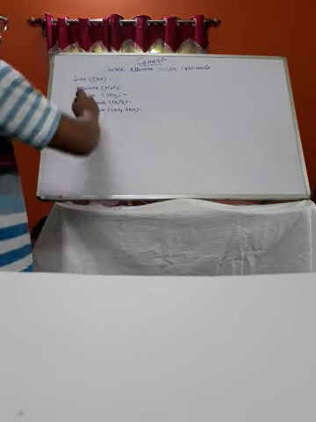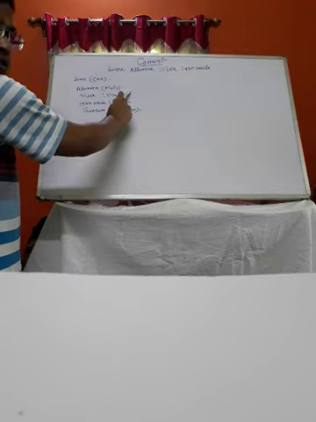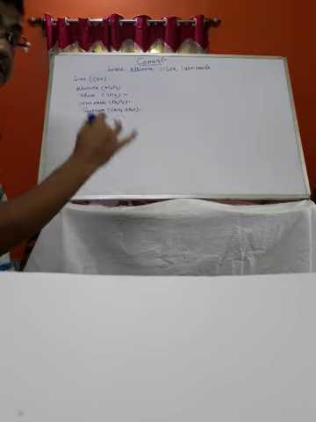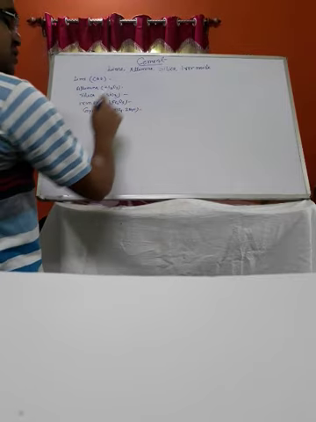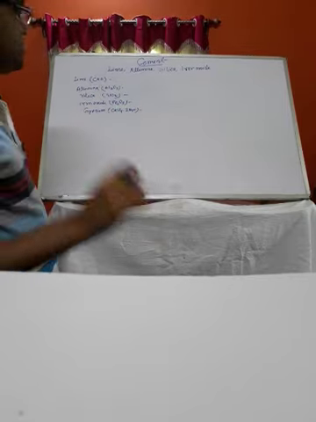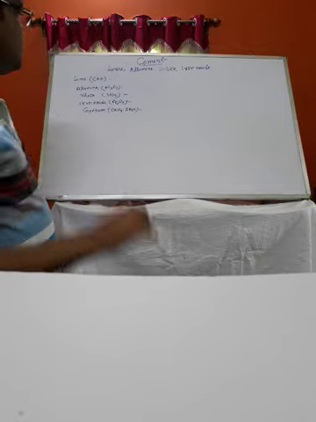To recap: lime determines the strength of cement. Alumina helps quick setting of cement. Silica also determines the strength of cement. Iron oxide is responsible for coloration, the grayish black color of cement. Gypsum controls the setting time of cement.